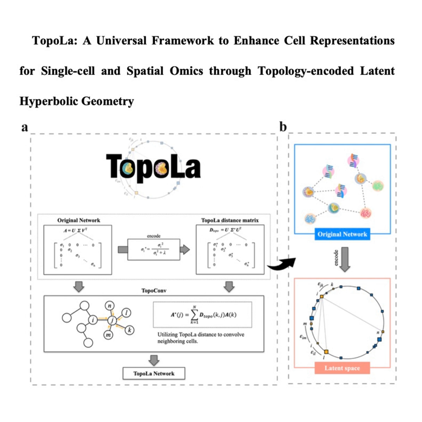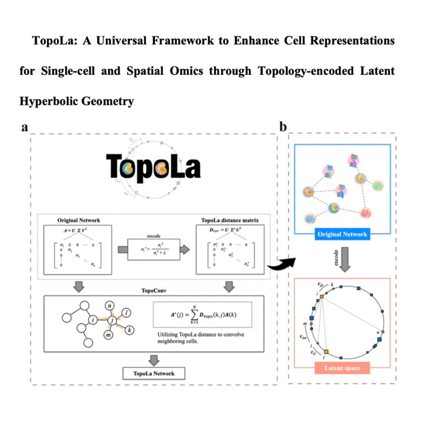And that's where this new framework our sources describe comes in. It's called TopoLa. Stands for Topology-encoded Latent Hyperbolic Geometry. Okay, TopoLa. It sounds like it's fundamentally changing how we measure how similar cells are. So our mission for this deep dive is to really unpack TopoLa, figure out how it captures these fine-grained cell-to-cell topological relationships. And then show the proof, how it boosts performance across actually 7 key biological analysis tasks. We'll see some pretty impressive numbers.